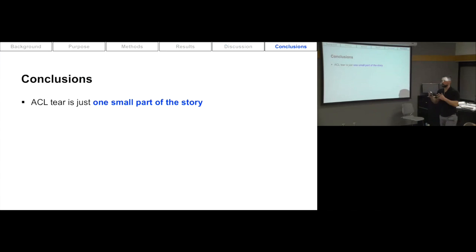So to conclude, the first major take-home message is that the ACL tear itself is probably just one small piece of the puzzle. There are other things going on with these injuries that are obviously contributing factors to recovery. And that's the hunch of a lot of the surgeons, that especially the bony injuries are the big things that need to be accounted for in recovering an athlete after an ACL injury.